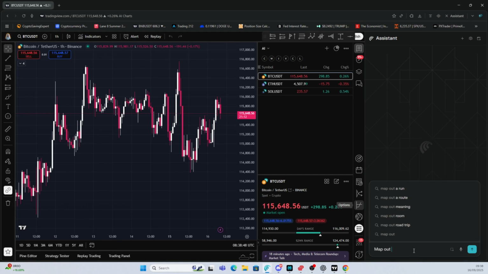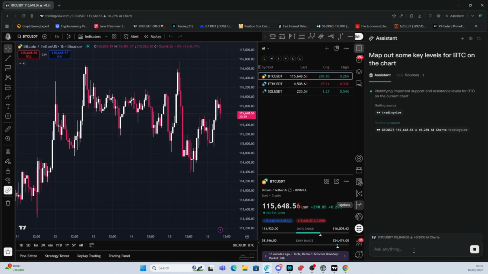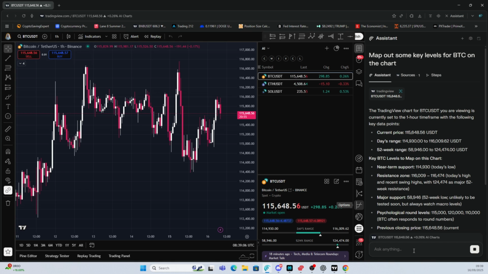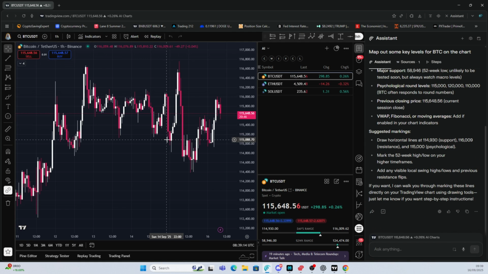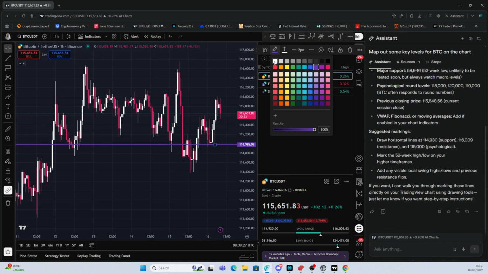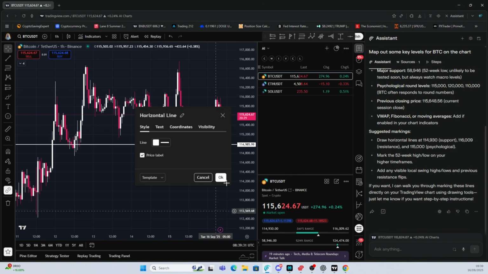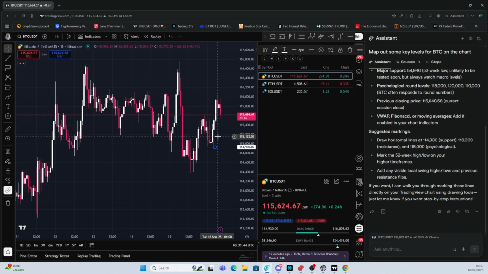So here we have the Perplexity Comet browser and TradingView, and we will type in here to map out some key levels for Bitcoin on the chart. And so it gives us some nice levels here. So we've got some resistance zones, we've got some support zones. So we will go ahead and draw these on. So we will put a line here, we'll make it white, and we will type in our price. And we will type in support.